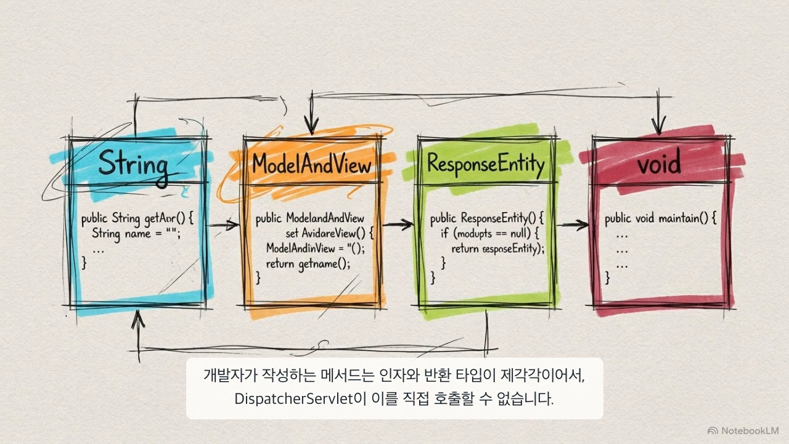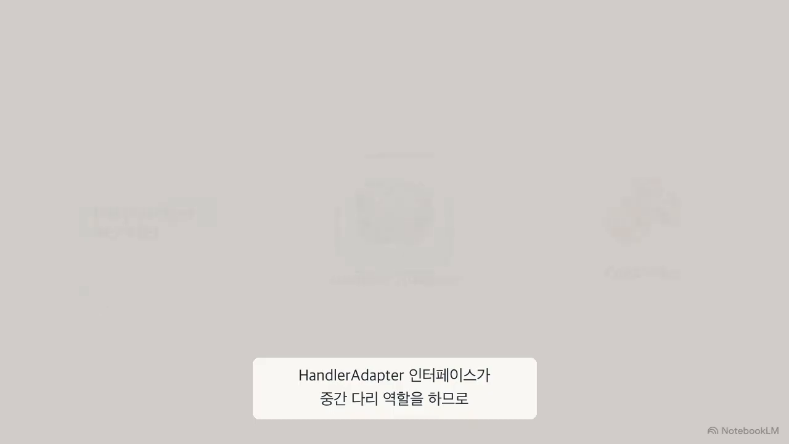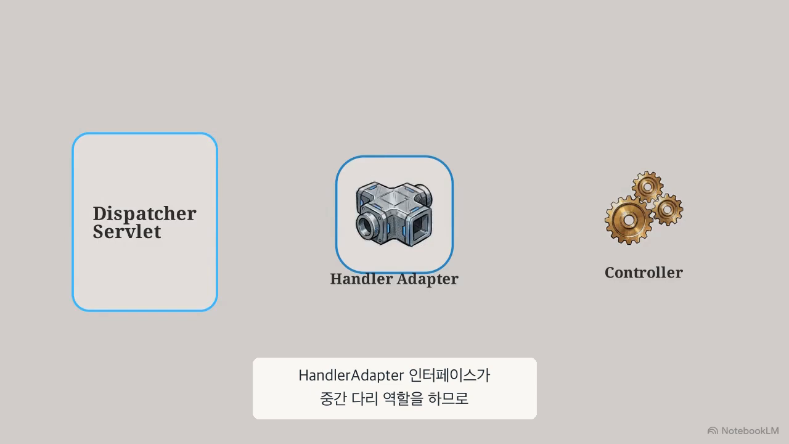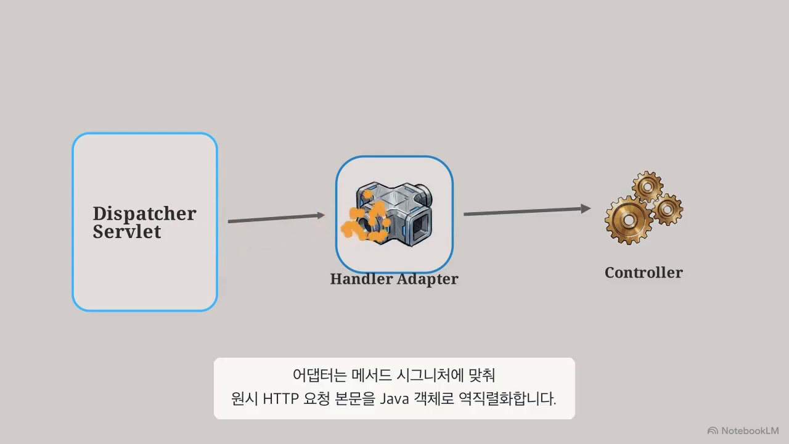Because developer-written method signatures vary in their arguments and return types, the dispatcher servlet cannot invoke them directly. The handler adapter interface serves as the structural bridge that shields the servlet from this signature variety. The adapter deserializes the raw HTTP request body into Java objects based on the specific method signature.